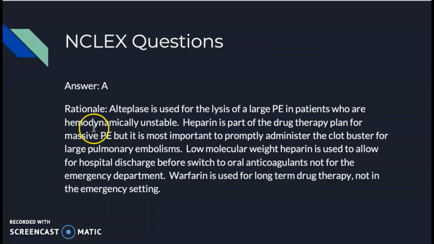hemodynamically unstable. Heparin is part of the drug therapy plan for massive pulmonary embolism, but it is most important to promptly administer the clot buster for the large pulmonary embolism. Low molecular weight heparin is used to allow for hospital discharge before switch to oral anticoagulants, not for the emergency department. And warfarin is used for long-term drug therapy, not in the emergency setting.